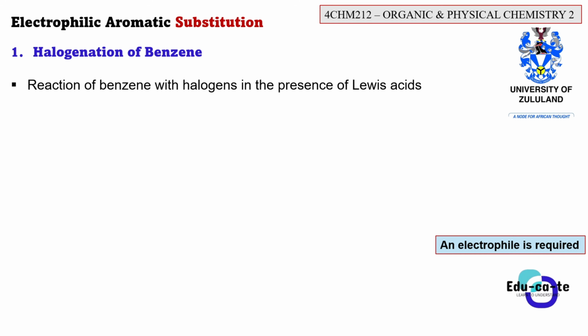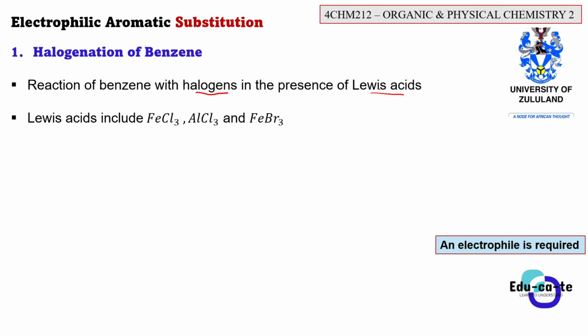Basically, when you're halogenating, it's just a reaction of benzene with halogens in the presence of Lewis acids. Remember, the halogens are found in group number 17 on the periodic table. It includes fluorine, chlorine, iodine, bromine, right? So basically, the reaction of a benzene ring with such reagents is known as halogenation of benzene.